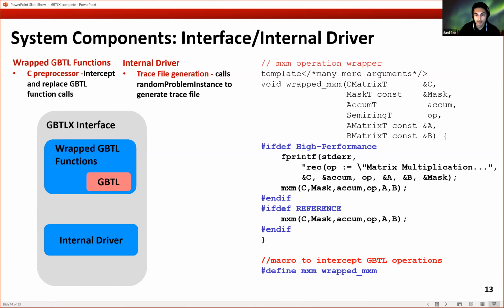If we look at this example at the bottom of the screen, we have this macro that we defined called wrapped MXM. It'll redirect any call to the GBTL MXM with this call to wrapped MXM. Then, depending on our compiler flags, it'll select which version of the function should actually be performed, which is either printing out some information about the function to our trace file, or calling the function directly for correctness checks or things like that.